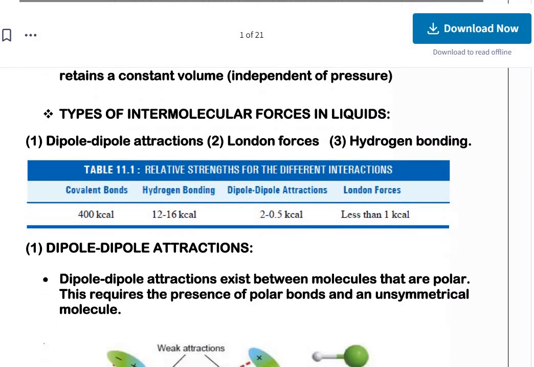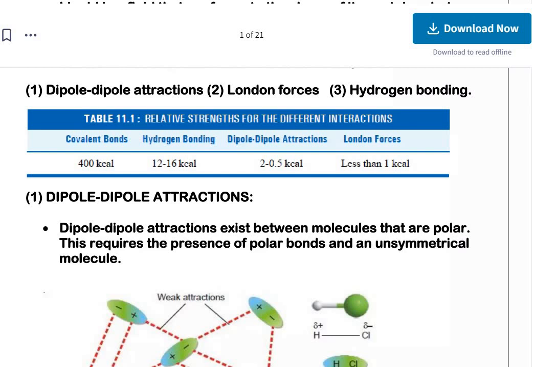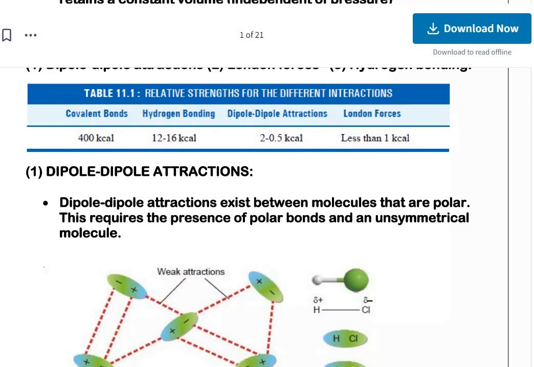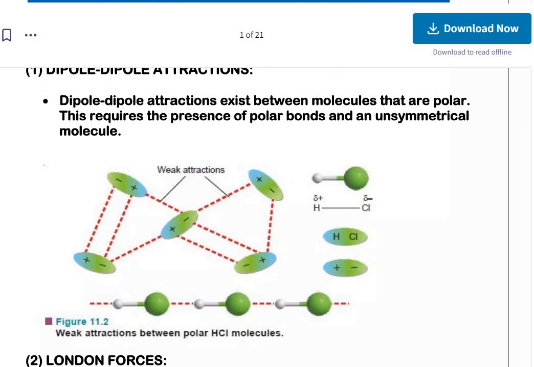Now, dipole-dipole attractions. Dipole-dipole attraction exists between molecules that are polar, and this requires the presence of polar bonds and unsymmetrical molecules. Unsymmetrical molecules like HCl, you can see this has a polar bond, and this is the representation of polarity, positive and negative.